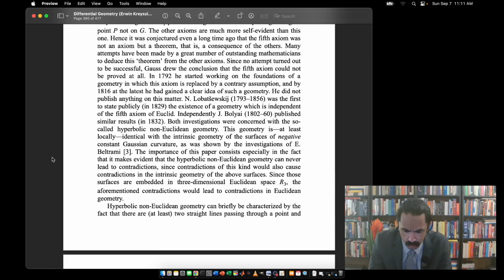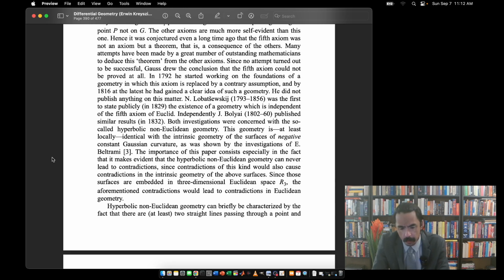Nikolai Lobachevsky, who lived from 1793 to 1856, was the first to state publicly, in 1829 that is, the existence of a geometry which is independent of the fifth axiom of Euclid. Independently, Bolyai, who lived from 1802 to 1860, published similar results in 1832. Both investigations were concerned with the so-called hyperbolic non-Euclidean geometry. This geometry is, at least locally, identical with the intrinsic geometry of the surfaces of negative constant Gaussian curvature, as was shown by the investigations of Eugenio Beltrami.